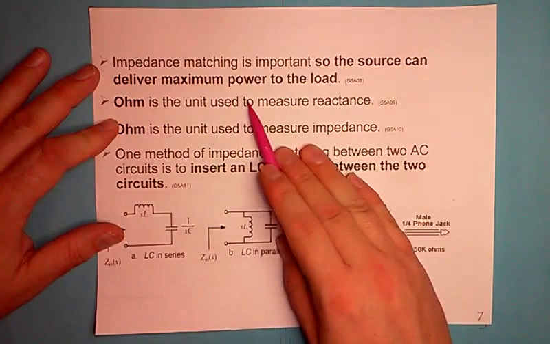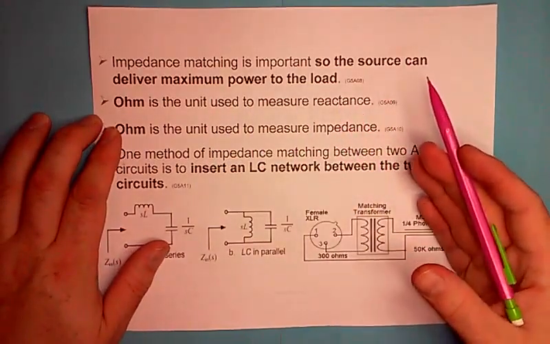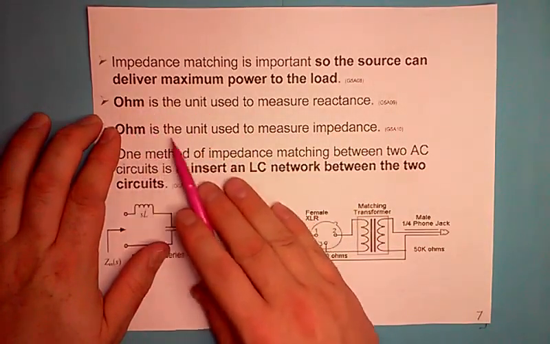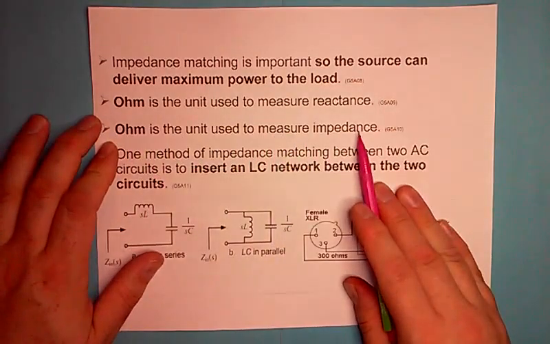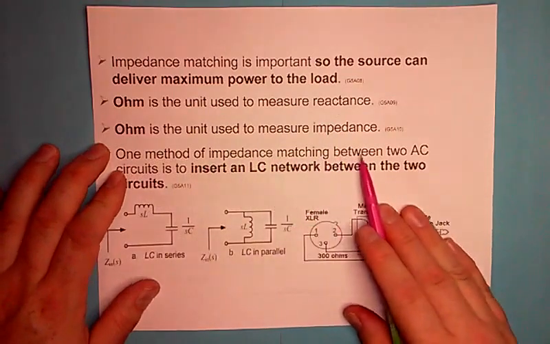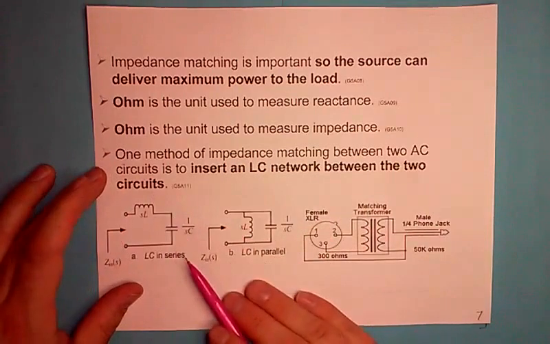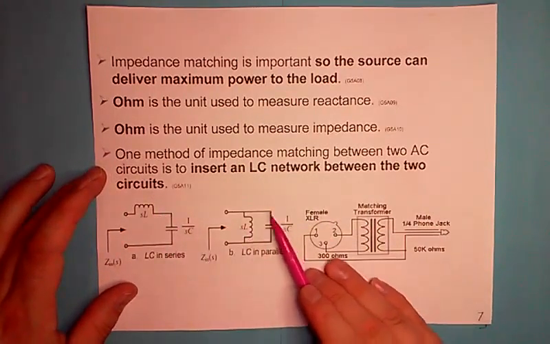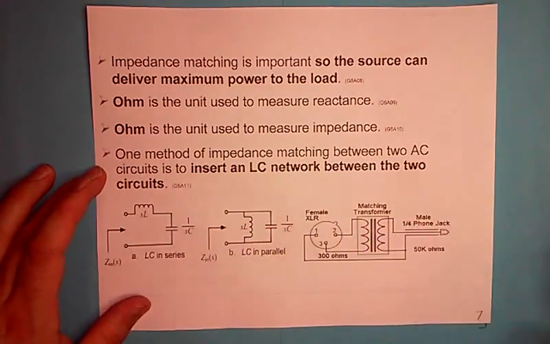Ohm is the unit used to measure reactance. So just like resistance in DC circuits, the impedance, Z, is also measured in ohms. Ohm is the unit used to measure impedance. One method of impedance matching between two AC circuits is to insert an LC network between the two circuits. So we can have an LC series circuit, an LC parallel circuit. Here's a matching transformer. These are some examples that you can have.